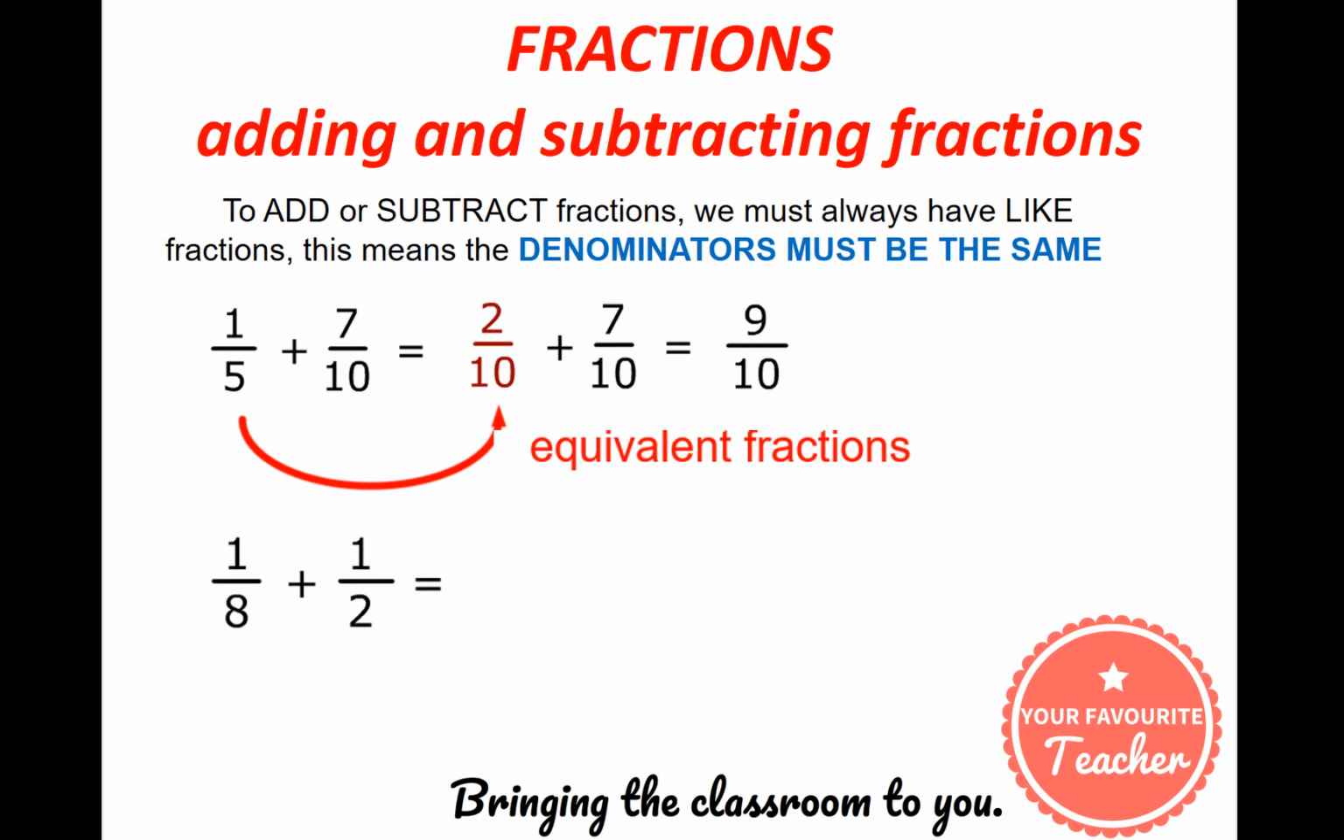Another example, if I have 1/8 plus 1/2, I'm going to force the 1/2 to look like something over 8, so using equivalent fractions. So it's going to be 1/8 plus 4/8. Again, we have those two being equivalent fractions. I can now add the numerators, and the answer is 5 over 8.